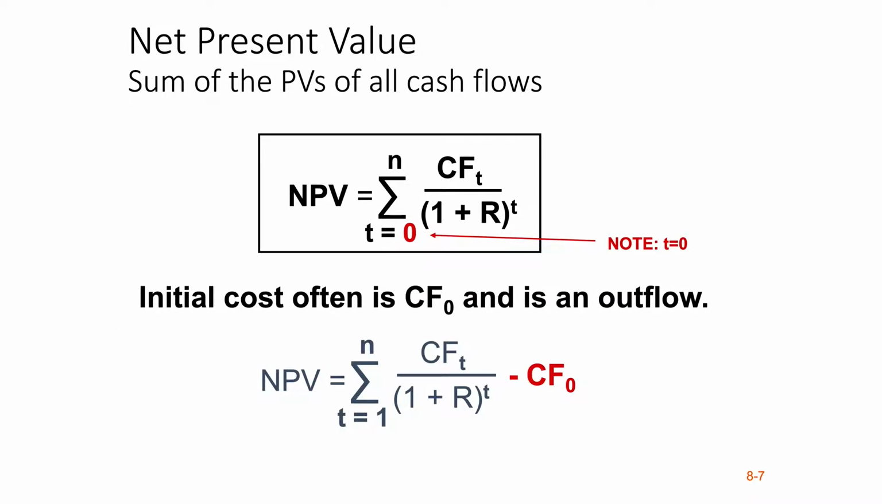The mathematical formula, NPV, is a summation of all present values of the cash flows, including the cash outflow initially when time equals 0, and the cash inflows when time goes from 1 to n. Now, the initial cost is usually written as cash flow 0. 0 represents now. It is usually a negative number.